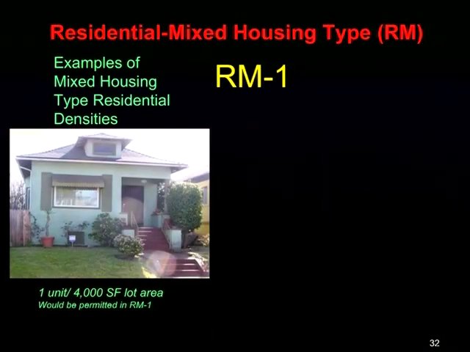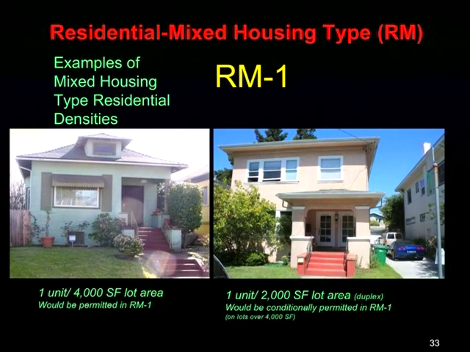The RM1 zone allows one housing unit per lot and is primarily a single-family zone. However, on lots larger than 4,000 square feet, 2 units may be built with a conditional use permit. Here you see an example of a 2-unit structure in Rockridge on a lot that's just over 4,000 square feet. This is typical of what you find in this zone. Buildings with more than 2 units are not permitted in the RM1 zone.